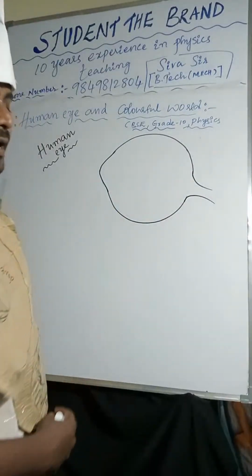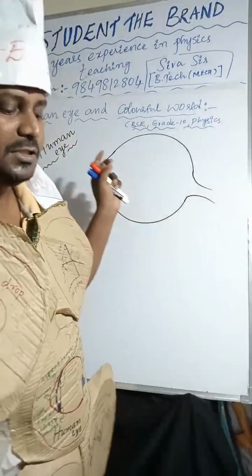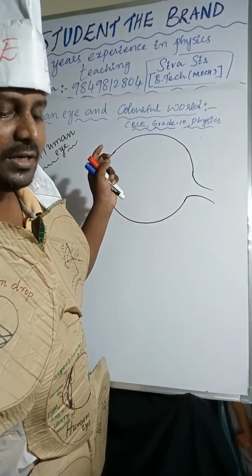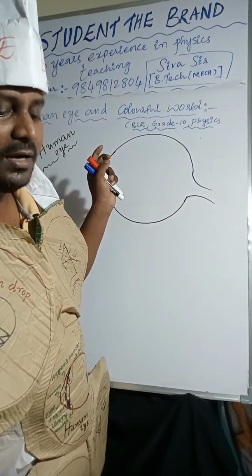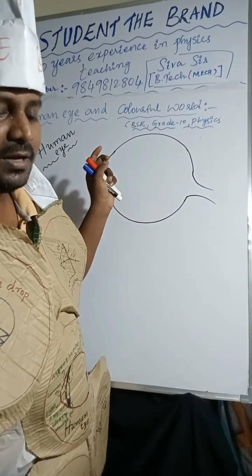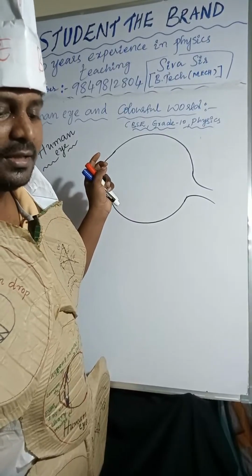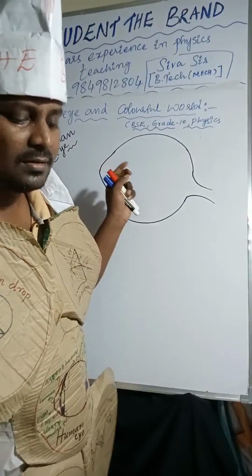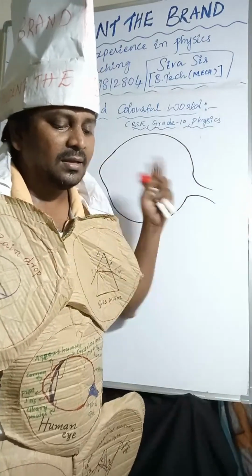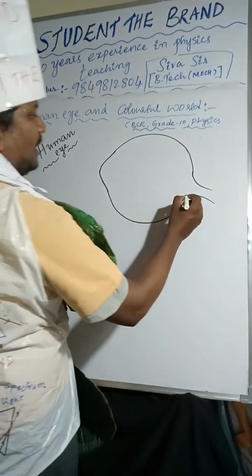Optic nerve. So here the front portion, whatever it is there, that is the cornea, the front bulged surface. So bulged out. Okay. So that is the cornea. That is the cornea I'm taking. This is the cornea. Okay. And so this one is the eye.